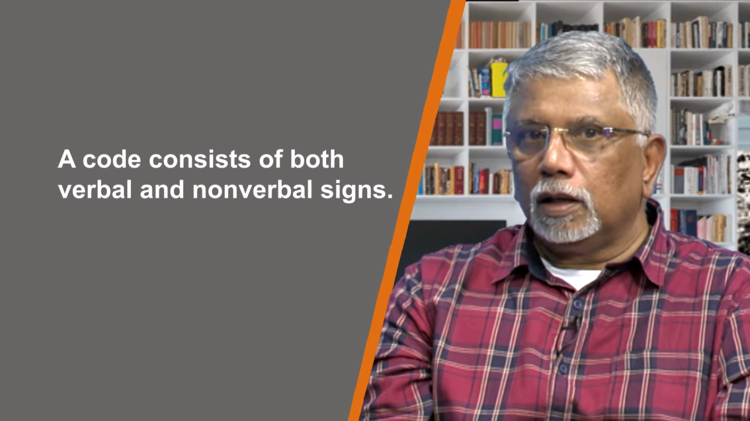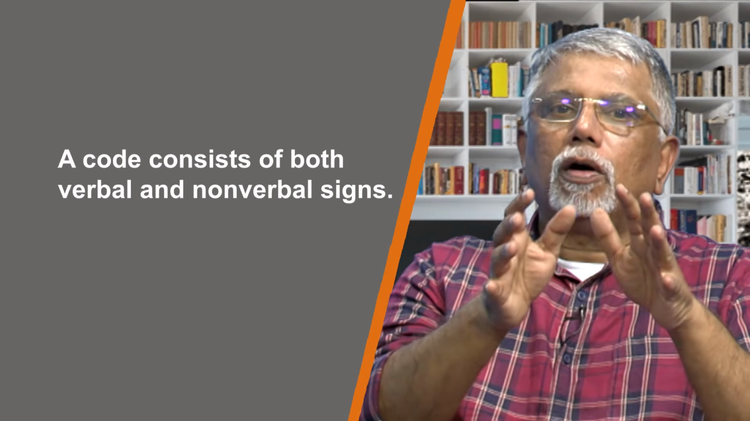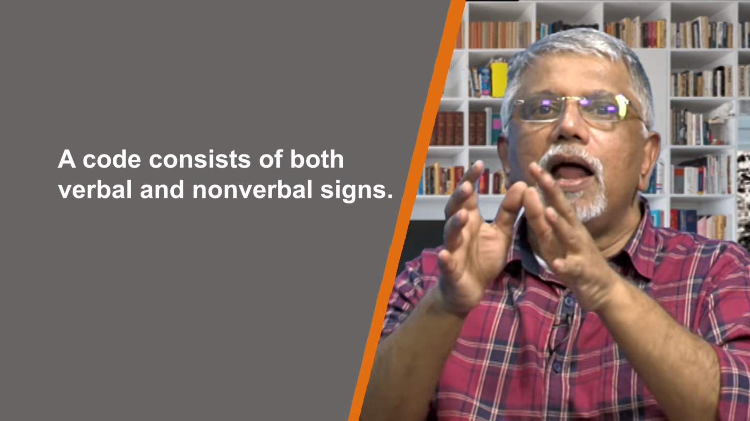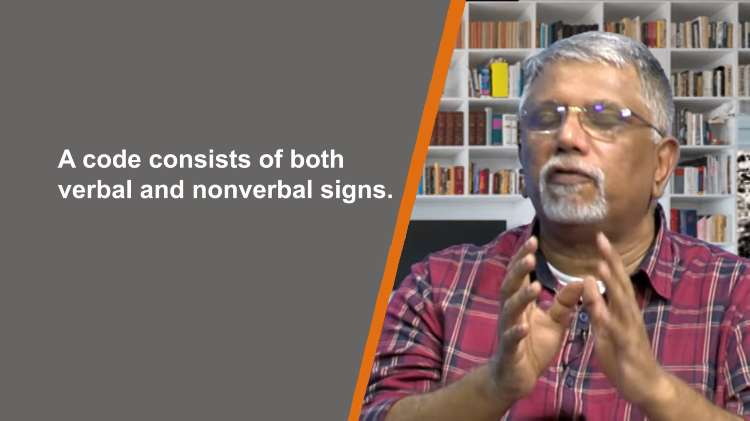Words are signs we use to communicate in the written or spoken format. All other cues, all other behavior, is non-verbal in nature. And a code consists of both verbal and non-verbal signs. It's a system of signs.